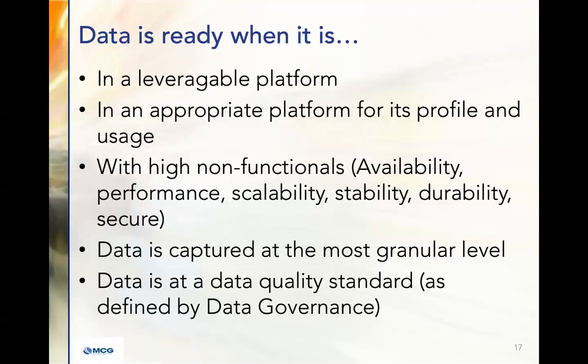And we could spend a lot of time talking about those. Those are very important. Performance is very important. We want good out-of-the-box performance from whatever we do. And that's why the second bullet is there. Get that data into an appropriate platform. Data is captured at the most granular level, and data meets your data quality standard as defined by data governance. Not some arbitrary standard, not some, William said it has to be at 90%, whatever that means, standard, but what makes sense for you for the data in that platform. And don't say 100%, because that's hard. That's really hard.